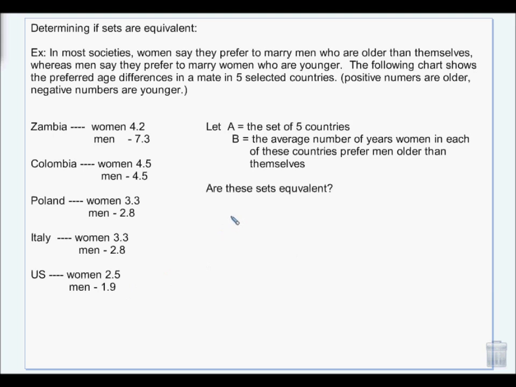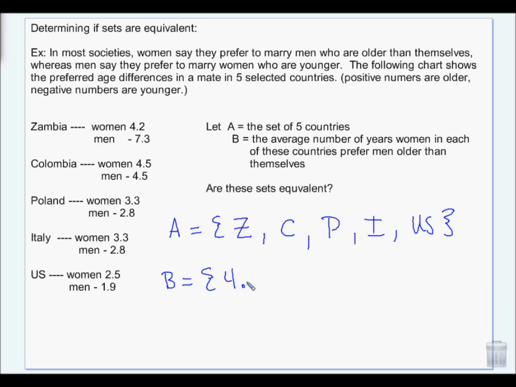Here we have a set of the countries, right? So we have these 5 countries, and then we have a set of the average number of years women in the countries prefer men older than themselves. We're going to let A be Zambia, Colombia, Poland, Italy, and the United States. And we're going to let B be the ages: 4.2, 4.5, 3.3, 3.3, and 1.9. And here's how we're going to tell if the sets are equivalent.